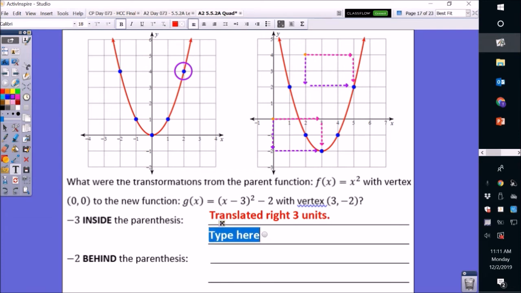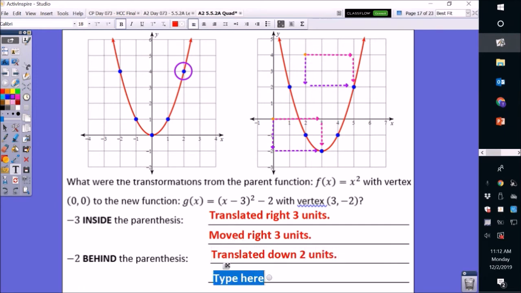Now let's talk about the minus 2 that's behind the parenthesis. The minus 2 is connected to when the function g of x is translated or moved down 2 units from the parent function. So if we put it in words, minus 2 behind the parenthesis means translated down 2 units. You could also state or write move down 2 units.